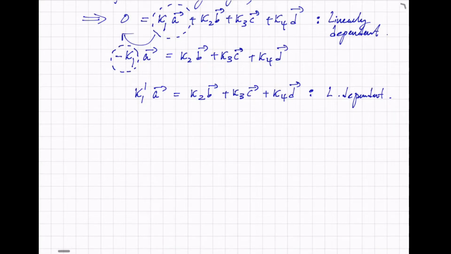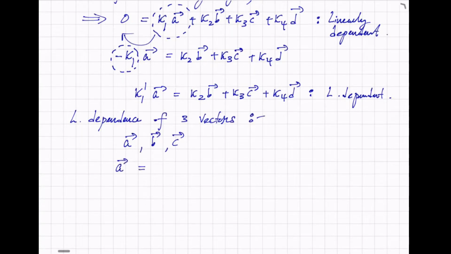So now if we are thinking of linear dependence of three vectors, we can have A vector, B vector, C vector. If they are linearly dependent, you can say A vector is equal to M times B vector plus N times C vector, something like that. So if you can write A vector in terms of B and C, those vectors are linearly dependent on each other.